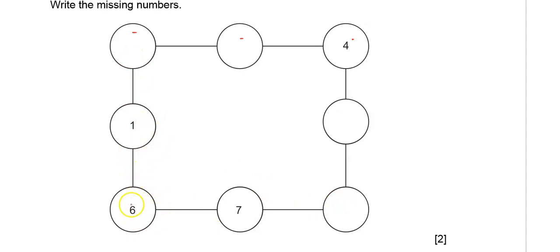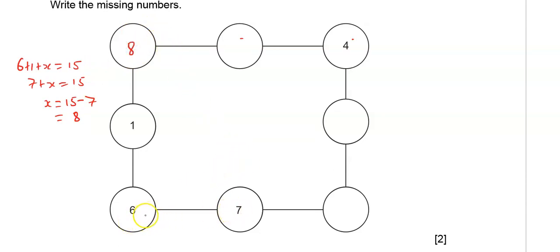So let's start with this one. So 6, let's call this one x. So 6 plus 1 plus x should be 15. So 6 plus 1 is 7, plus x is 15. Therefore, x, we take away 7 from both sides. Therefore, 15 minus 7 gives us 8. So this place here is going to be 8.